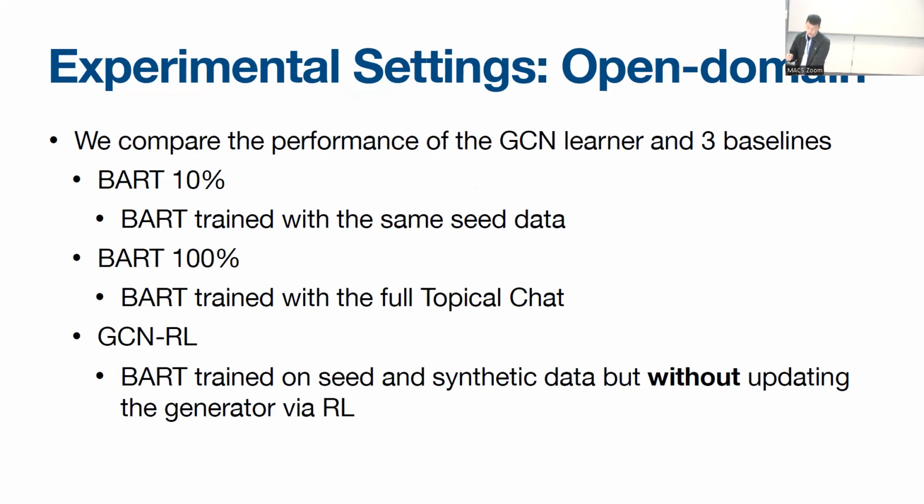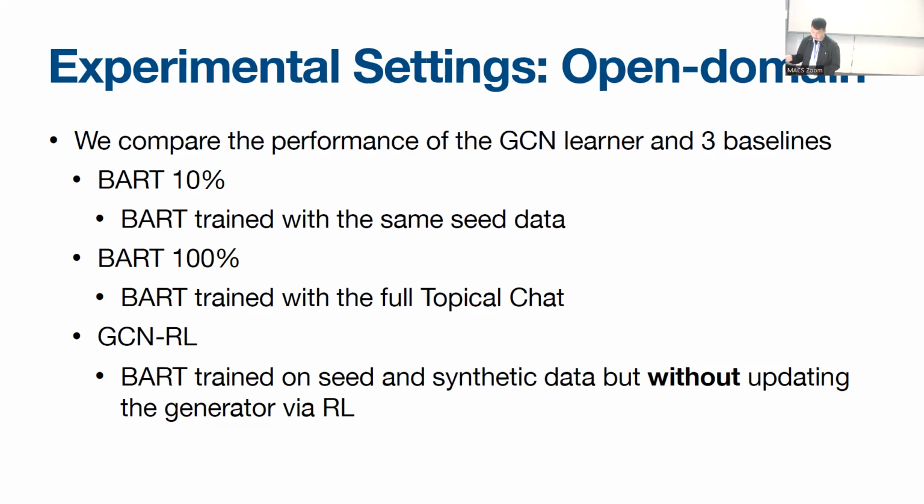In this experiment, we compare the performance of the GCN learner with three baselines. The first baseline is BART 10%, short for BART-10, which is a version of BART that is only trained on the same seed data. This is a direct comparison of the performance of the learner with and without data augmentation. The second baseline is BART-100. This is a BART baseline trained with the full Topical Chat. This is kind of an upper bound on the performance of the learner, as it is using a much larger amount of human-authored data.